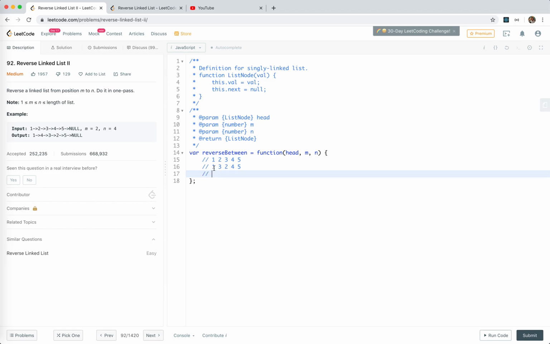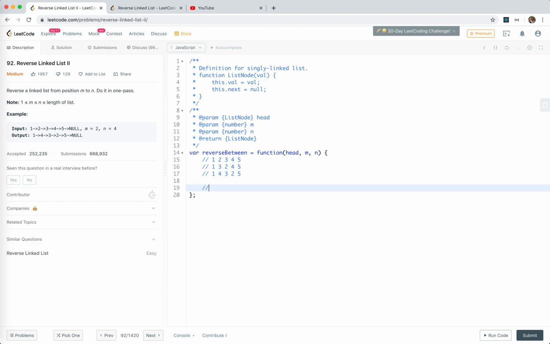Then we know where 1 is, and we swap 4 with... it's not swap but insert, right? I think insert 4: 1, 4, 3, 2, 5, and then we check 5. 5 is the next one of previous 2, so we're done.